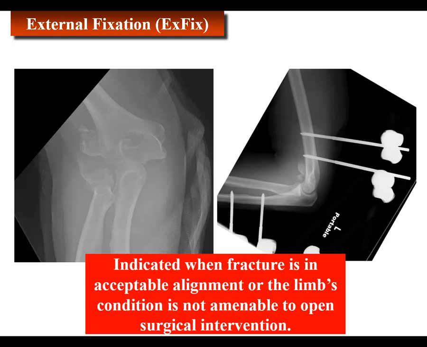External fixation is indicated when fracture is in acceptable alignment, and or maybe the limb's condition is not amenable to open surgical intervention. So let's take, for example, this patient had this elbow fracture dislocation, and it was an open wound, and there was a vascular injury, and you have to go to the OR immediately, but you really are not equipped, prepared, or you don't feel the patient's ready necessarily to do this reconstruction of the articular surfaces, so you can do a temporizing external fixator. And sometimes an external fixator can be definitive management. We're not going to get into all the nuances of this, but just so you know what the devices are, for instance.